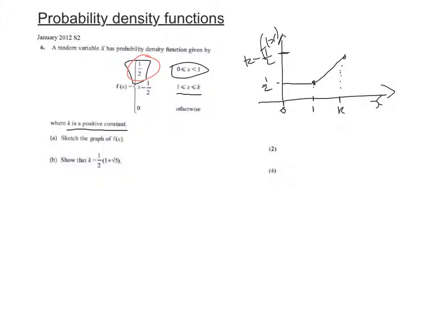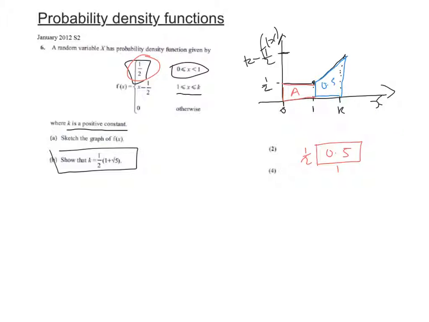Now we need to show that k equals a half times 1 plus root 5. Well, we know that the entire area under the graph is 1. So we also know the area of shape A, which is this rectangle. The height there is a half, and the length of it is 1. So the area is 0.5. So that must mean that the area of our trapezium here, made by the second function, is also 0.5. And what we have there is a trapezium.